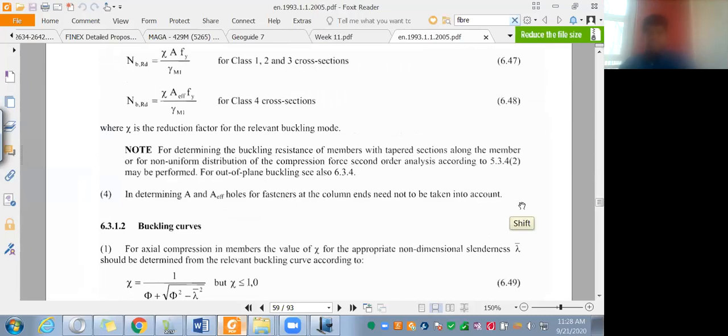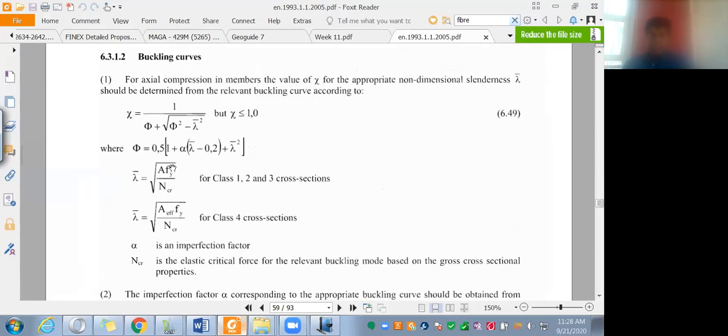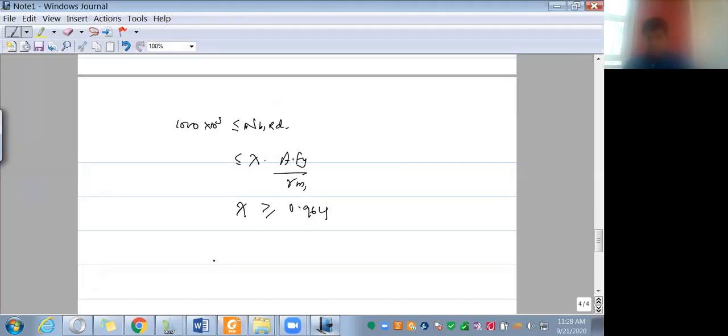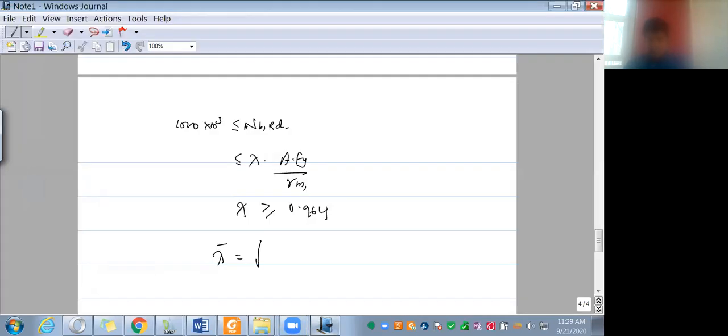So the lambda bar is given by the square root of A into Fy over NCR. So now we need to determine the NCR value to determine the lambda bar.